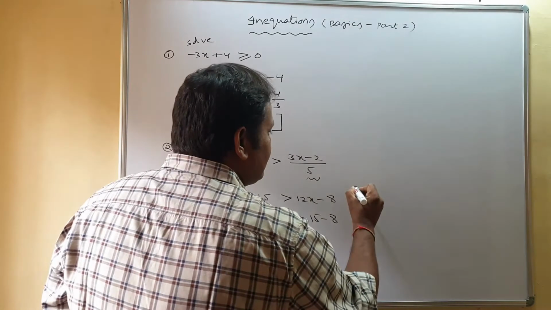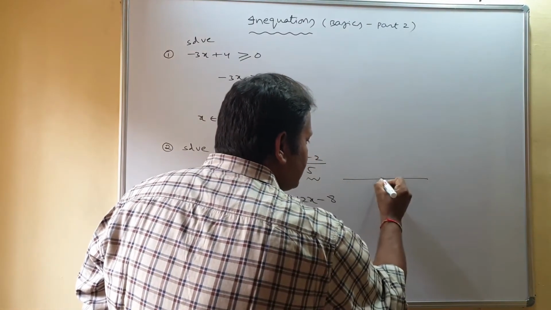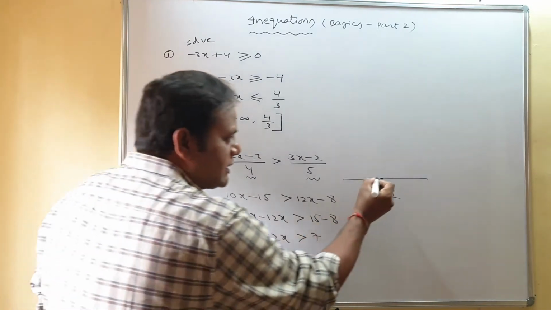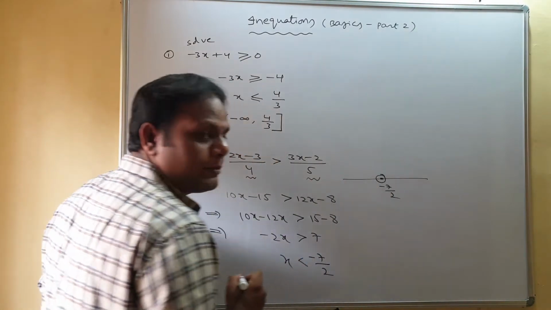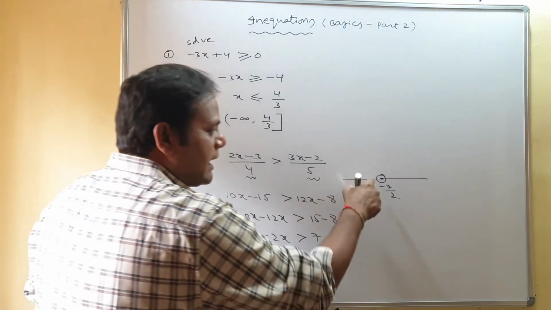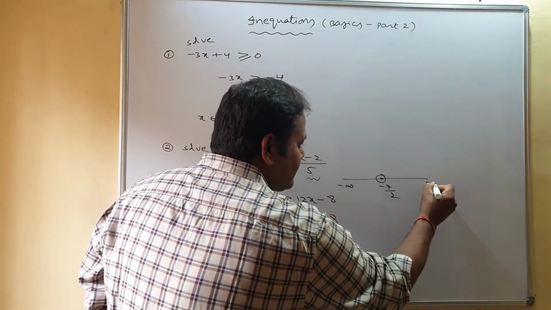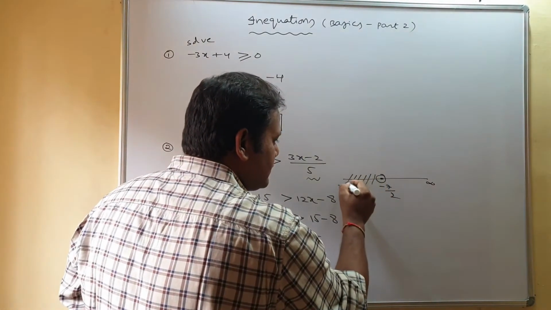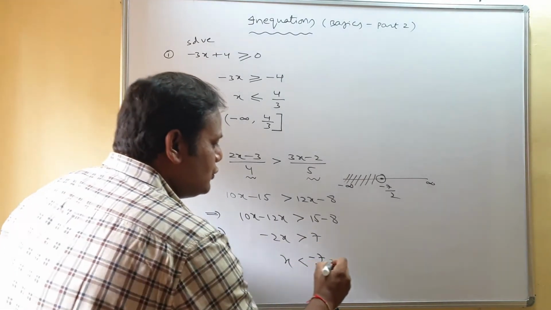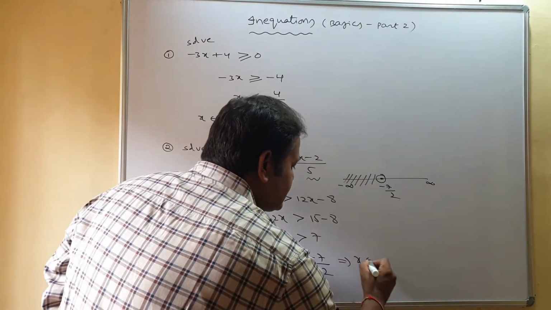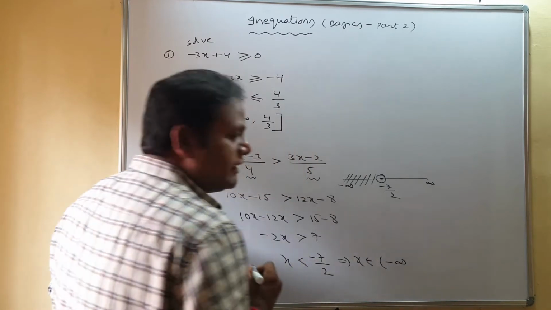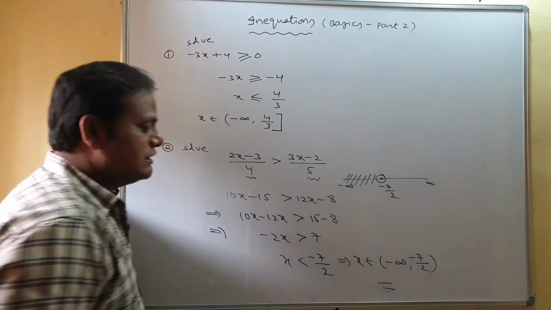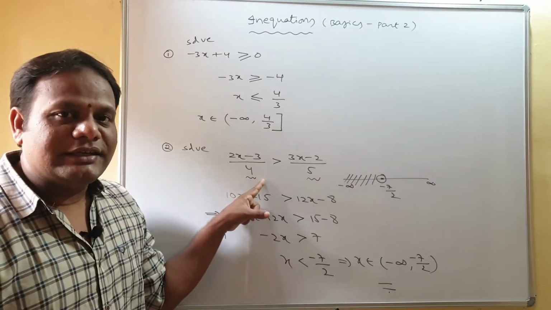X less than minus 7 by 2 means what we do? Here on the real line, it is minus 7 by 2. Here there is no equal to sign, so we can't take minus 7 by 2. So I have taken a blank circle. It is minus infinity, it is infinity. What we want? Less than minus 7 by 2. So we want this portion. So what is the solution for this? That is x belongs to minus infinity to minus 7 by 2. So this is the solution to this inequation.